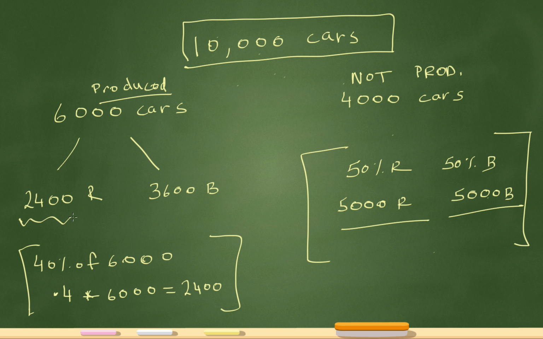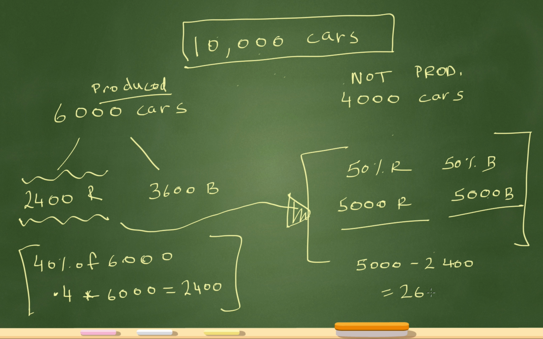So right now I have 2,400 red cars. So in order to get to 5,000 red cars, I know that I must produce an extra 2,600. And that's just 5,000 minus 2,400, which will give you 2,600.